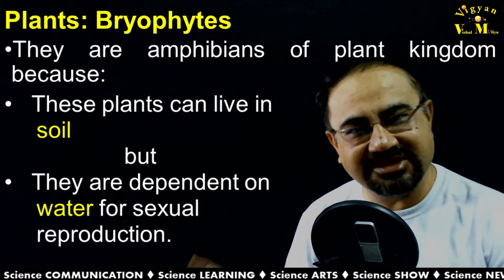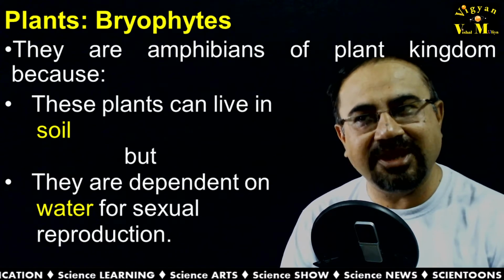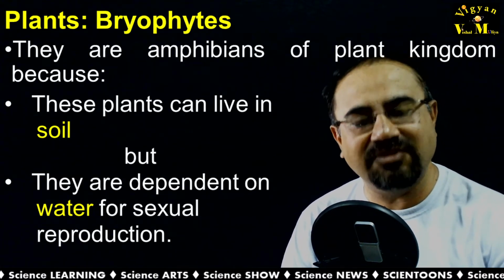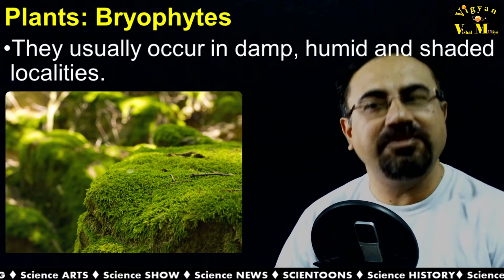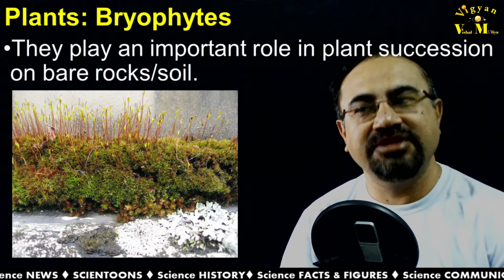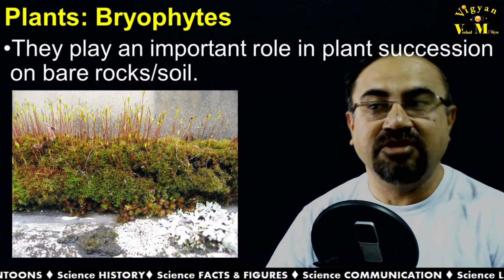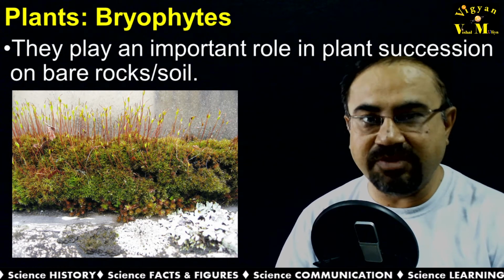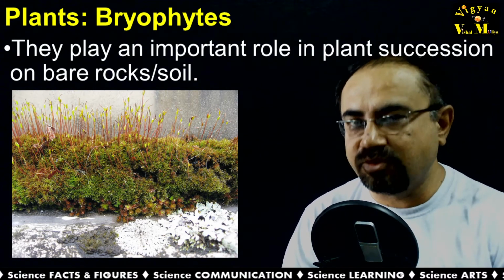One can see it very well, the same in the case of bryophyte also. So they are rightly called amphibians of plant kingdom. They usually occur in damp and humid as well as shaded localities. They have a very important role in plant succession on barren rock or barren soil. So ecologically they have a very important role.